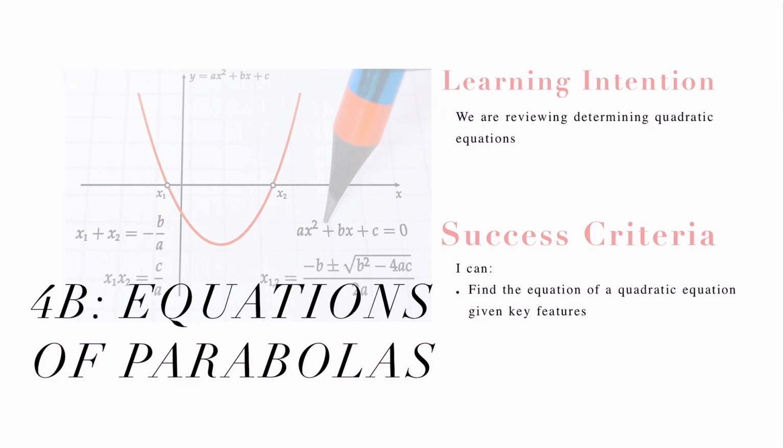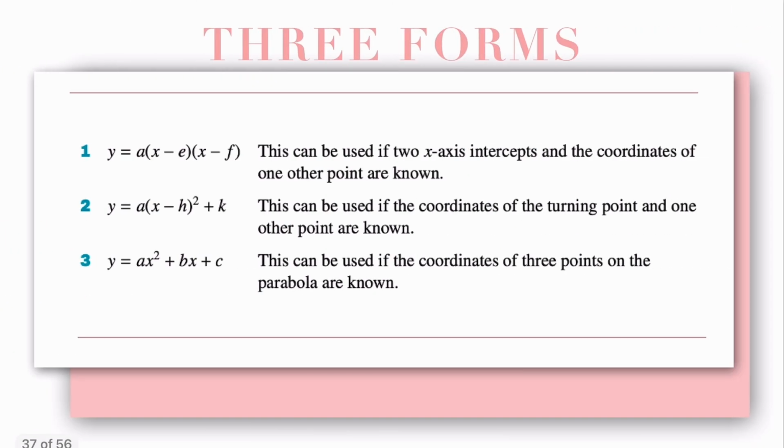Basically, all you need to be able to do is find the equation of a quadratic, given its key features. So when we are given information about a quadratic, we can put it into a particular form. Now, this is the form that we've discussed, which is the general form of a quadratic, but there's other forms that quadratics can look like. So, for example, this form here is its factorized form. And this is the form that we use if we know its two axis intercepts. So its intercepts here would be e and f.